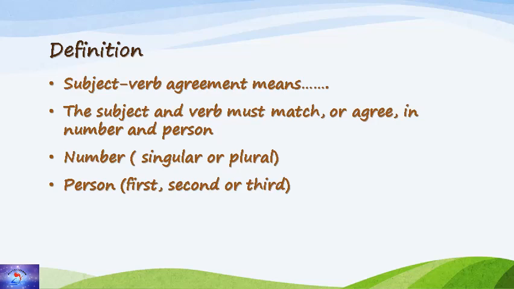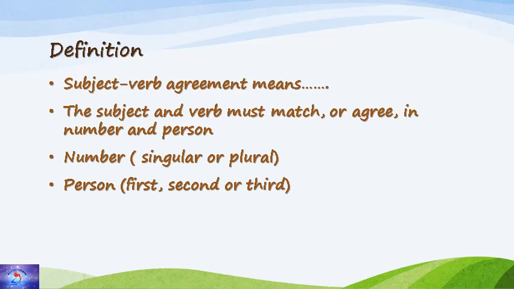So, number here refers to singular or plural, and person refers to first person, second person or third person. Verbs can change form in tense, person and number. The subject and verb of every clause, independent or dependent, however, must agree in person and number. Once you identify the subject and the verb, you can then determine such agreement.